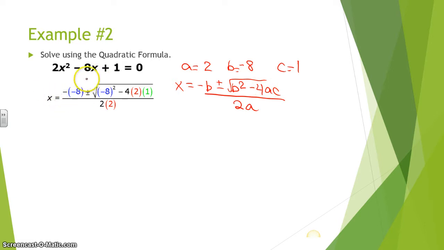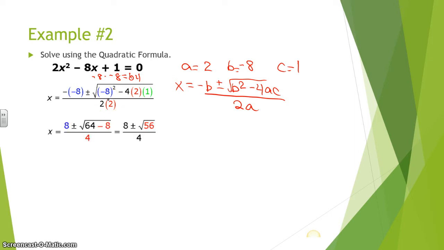Now notice my b value is already negative, so outside of the square root sign it's going to be a double negative. So a minus negative 8, plus or minus the square root of negative 8 squared. Don't let that negative b get confusing in the square root. You cannot take the square root of a negative value, but when you have negative 8 squared, that's negative 8 times negative 8, which is going to give me a positive 64. So just something to think about there. Negative 8 squared minus 4 times 2 times 1, a times c, all over 2 times a, 2 times 2. So now we simplify this down.